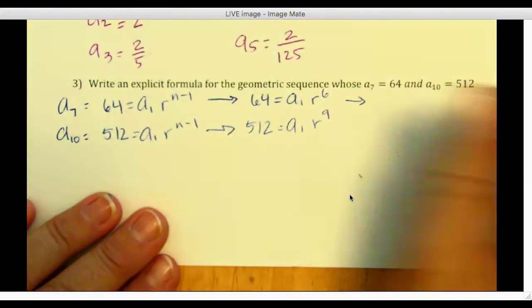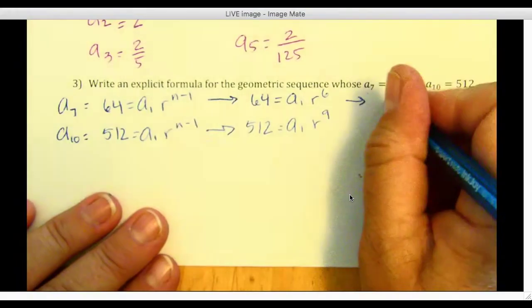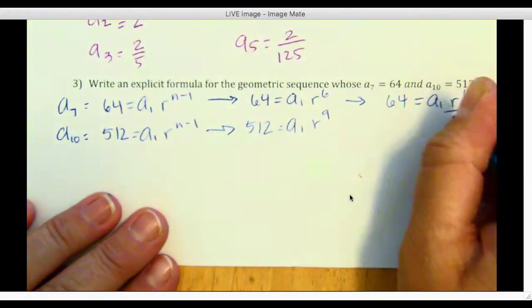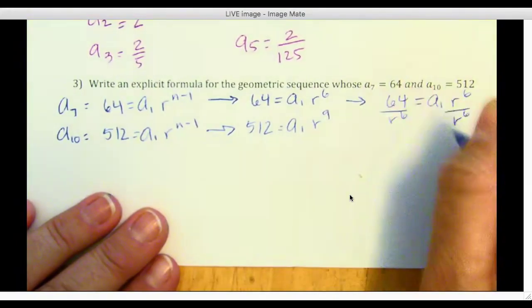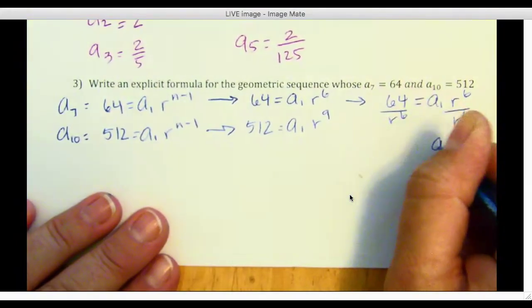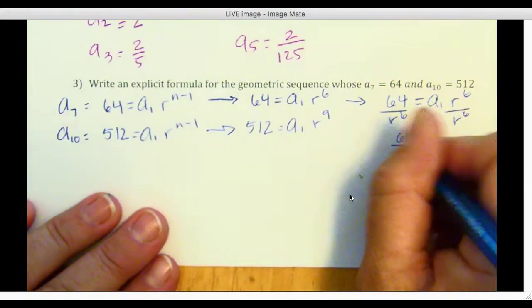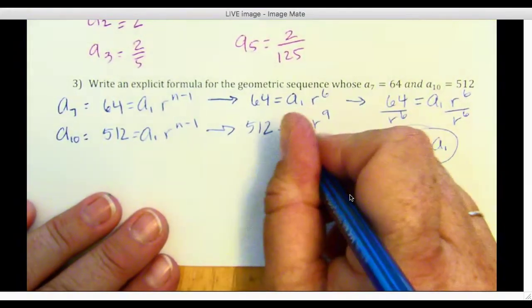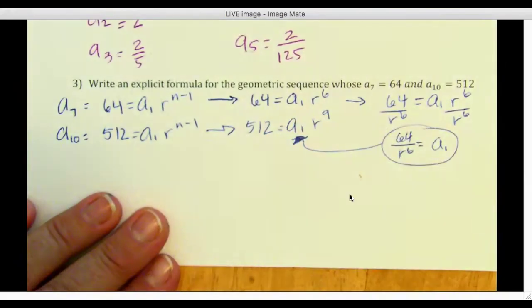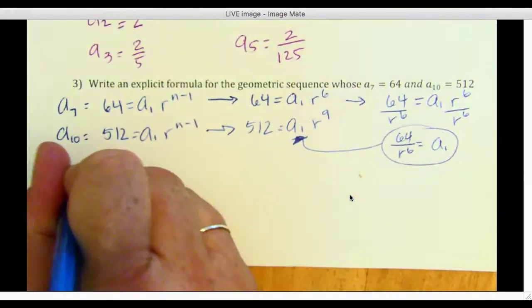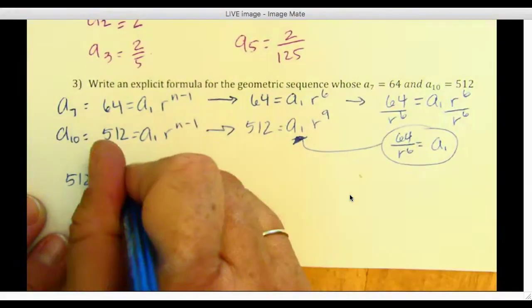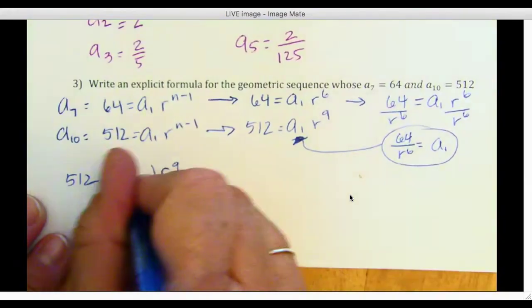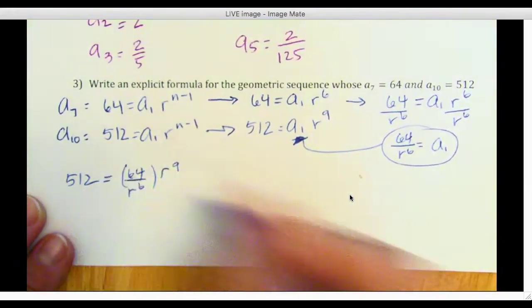This top equation, I'm going to get a1 by itself. So 64 is equal to a1 r to the 6th. If I divide both sides by r to the 6th, I get a sub 1 is equal to 64 over r to the 6th. And what I can do is plug it into the other equation to solve for a1. So 512 is equal to a1 r to the 9th, and that a1 is 64 over r to the 6th.